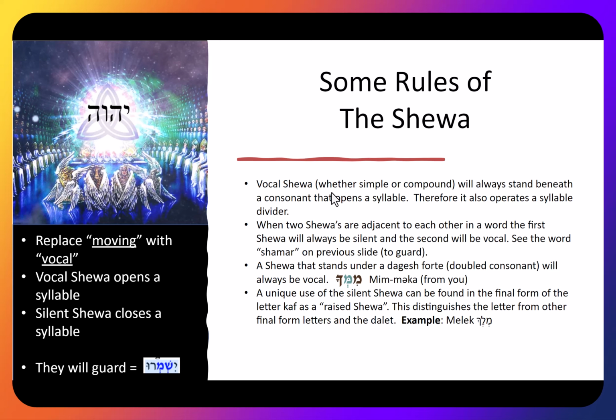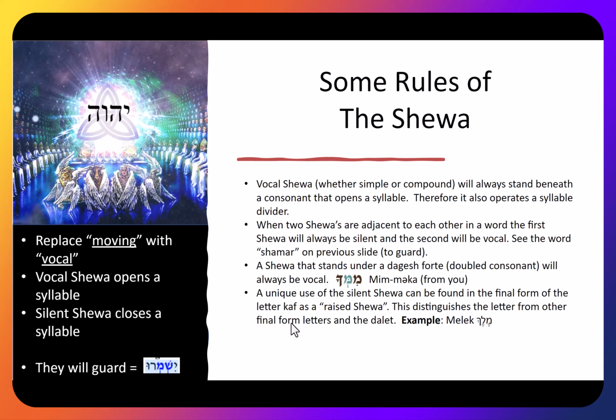And it will always be vocal because there's a doubling of the consonant. You can see the example here that I have, mamika. So mi, mika. That second Shewa is vocal because there are two consonants there. One is closing the syllable, one is opening the syllable because the consonant is doubled.